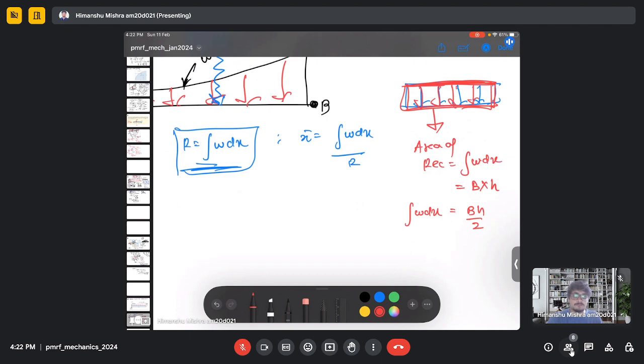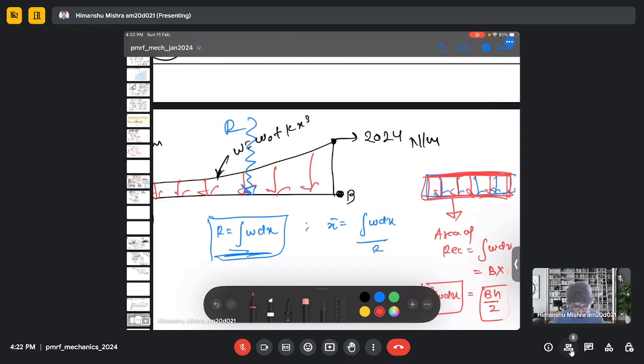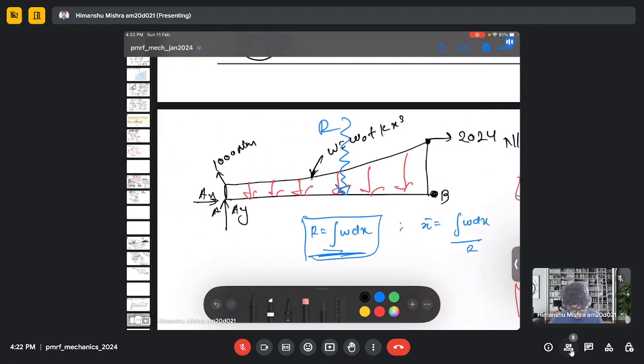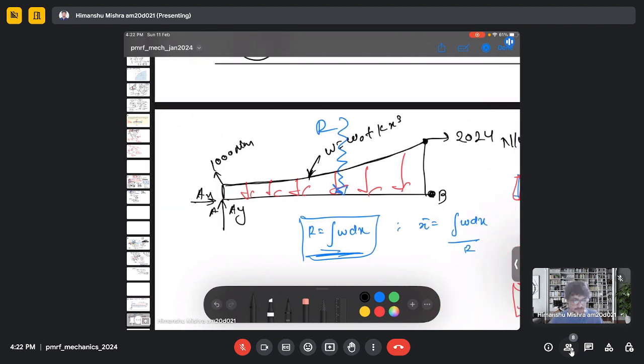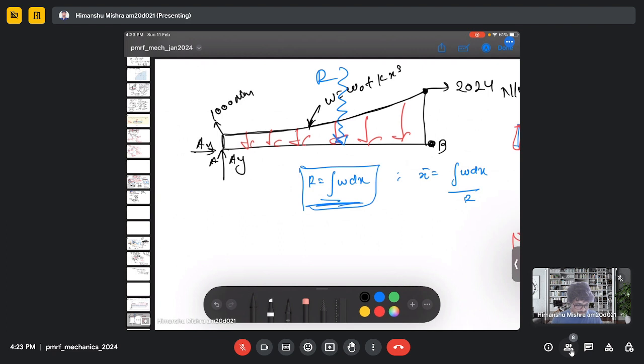So in the above problem, we don't need to evaluate this integral quantity. Rather, we directly write the area in terms of base and height. But here, we have been given a curve, and in order to find the resultant force, we need to use this relation.